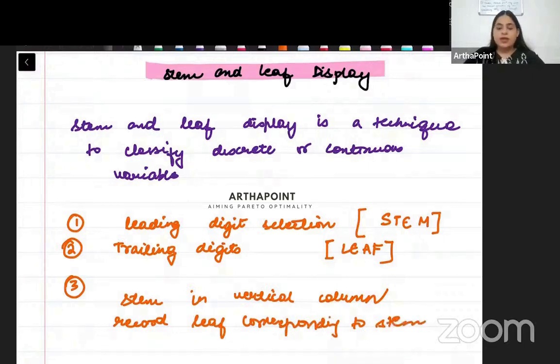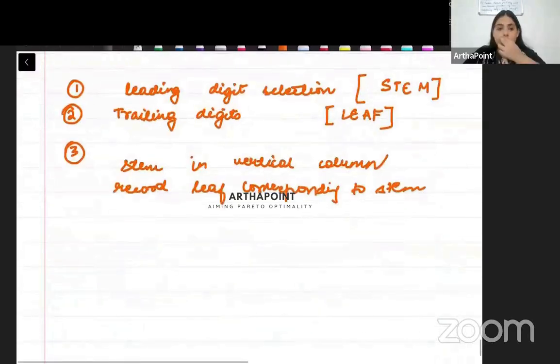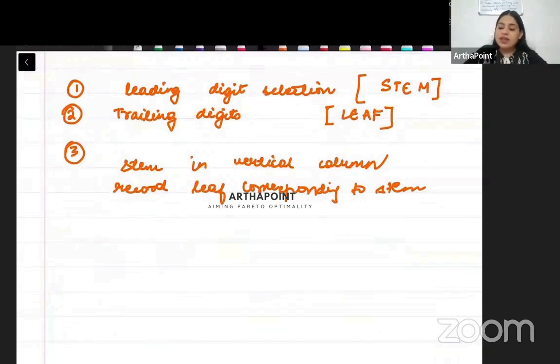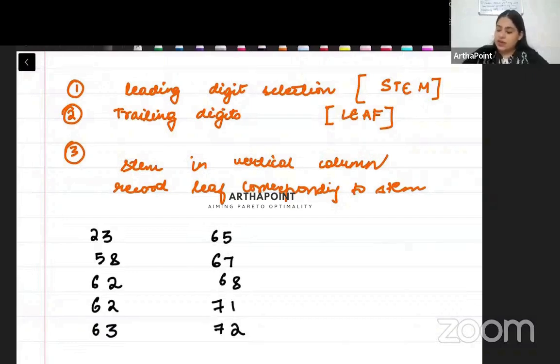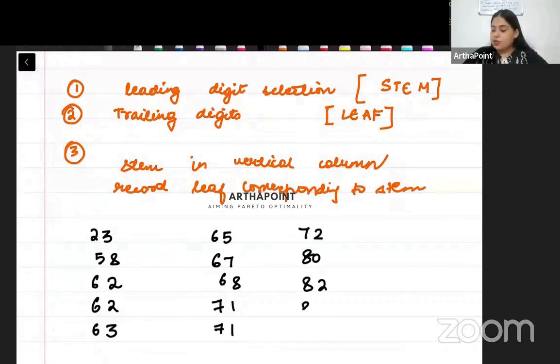अब समझो क्या किया मैंने. I am saying go ahead and select stem. But I am explaining, don't worry. अभी तो I have not started. देखो, I am saying that I am selecting stem and leaves for the data. So देखो ध्यान से. Suppose you are given this data set: 23, 58, randomly I'm writing, 62, 62, 63, 65, 67, 68, 71, 72. एक और 71 ले लेते हैं. 71, 72, 80, 82, 84, 84. ऐसा कुछ दिया हुआ suppose.